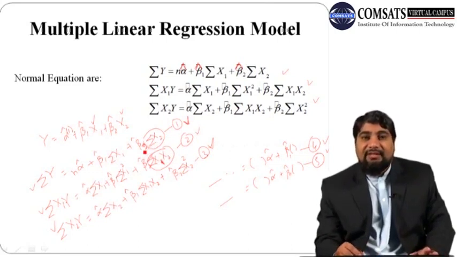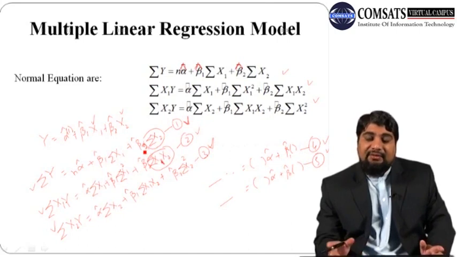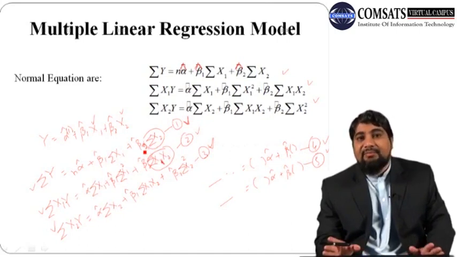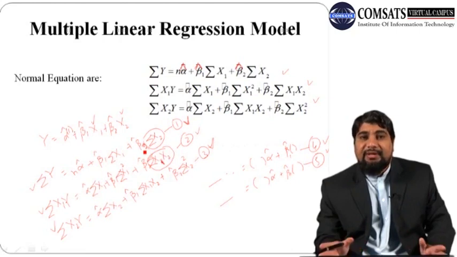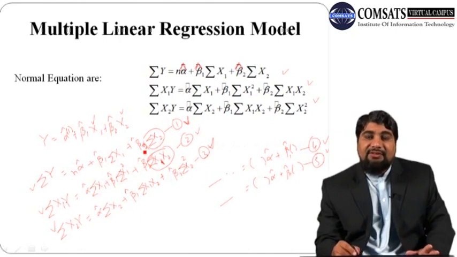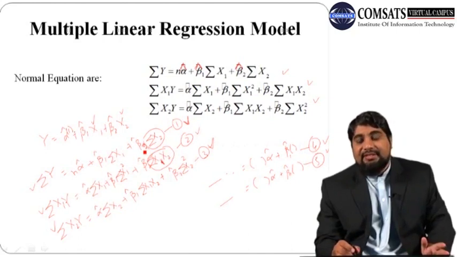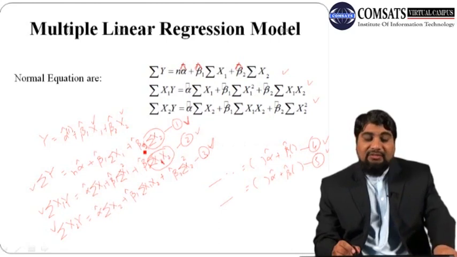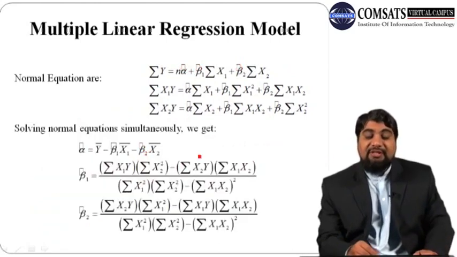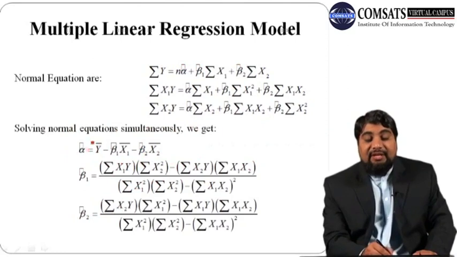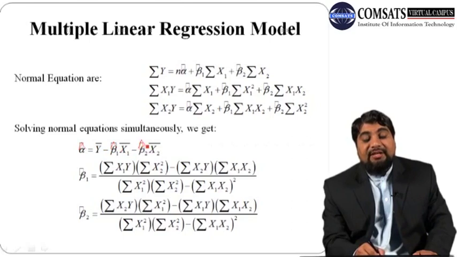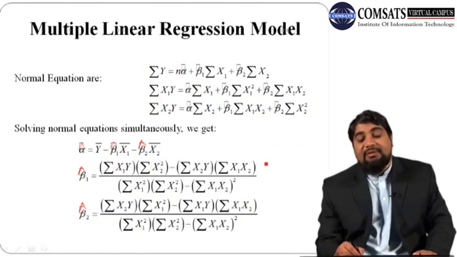This mathematics is quite tough, and it is not for your course. You will study these types of advanced calculations in your advanced statistical courses. But anyway, solving these equations, here are the estimated parameters. So alpha hat is y bar minus beta 1 hat x1 bar minus beta 2 hat x2 bar. Beta 1 hat is given by this formula, and beta 2 hat is also given by another formula.